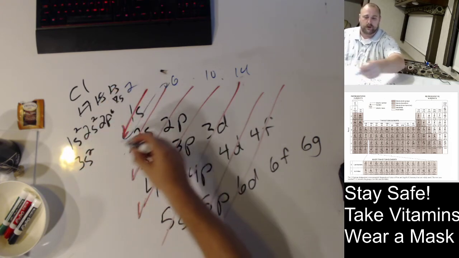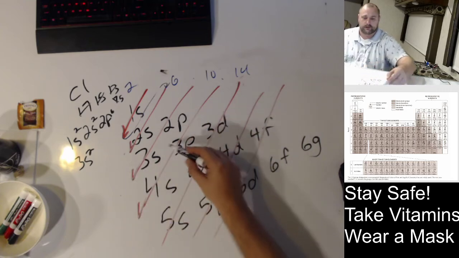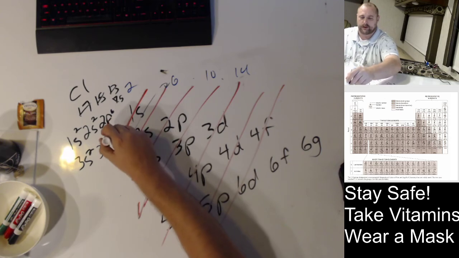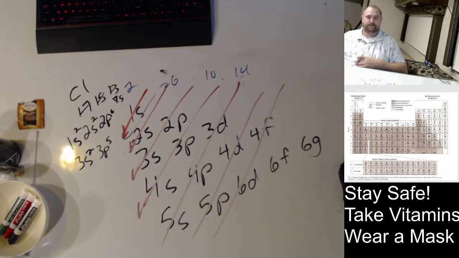I got 2. All right. Then after that, I'm going to be the 3p. It holds 6. Oh, I only got 5. I put my 5 in. 1s2, 2s2, 2p6, 3s2, 3p6, 3p5.